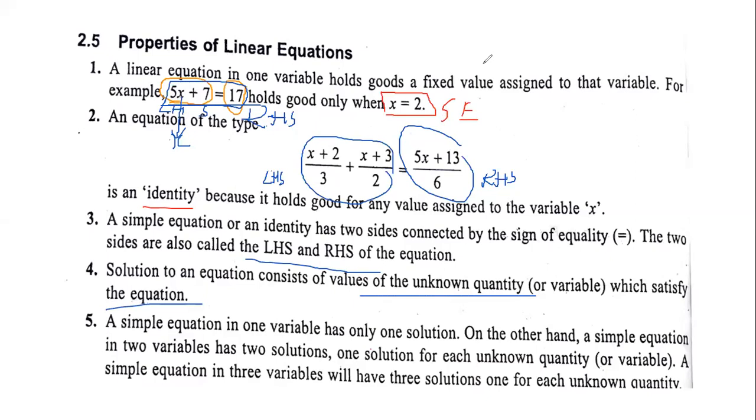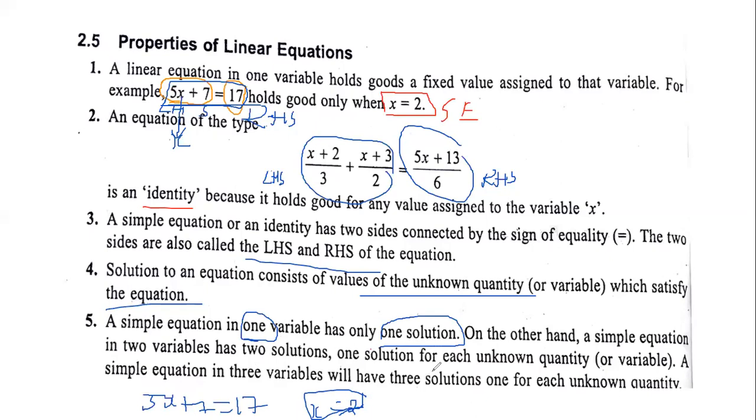Now coming to the last property, a simple equation in one variable has only one solution. A simple equation with one variable is nothing but 5x plus 7 is equal to 17. Here there is only one solution. What is the solution? x is equal to 2. Now I cannot give you 2-3 solutions for this. If x is 2 only, then it will satisfy the equation. So a simple equation with one variable will have only one solution.